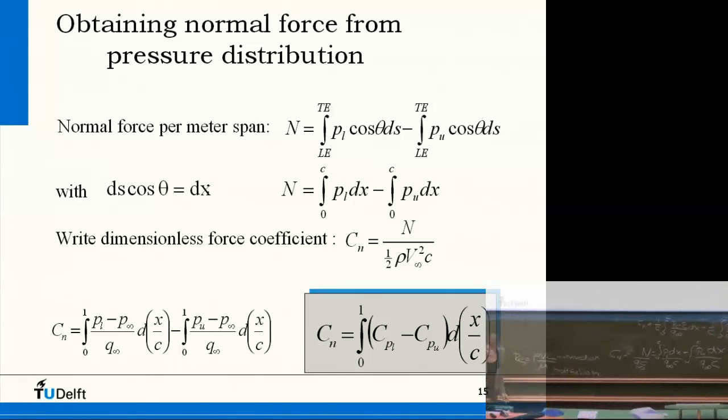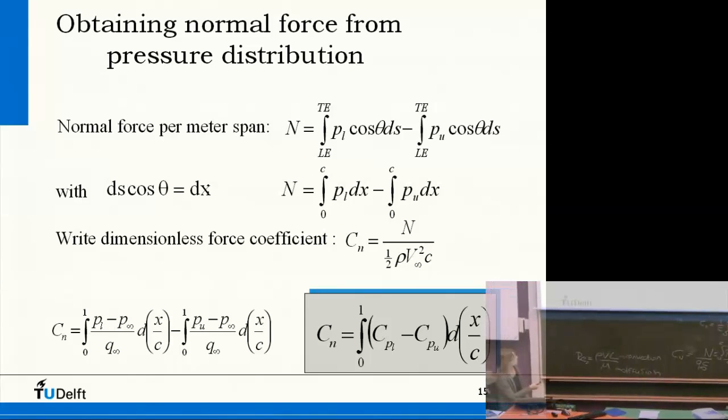And that brings us to this: Cp minus Cu, integral from 0 to 1. But if you prefer, I would be perfectly happy if you in the exam say Cn is 1 over C, from 0 to C, integrating dx. It depends on the way pressure is given. I will give you an example later. In Anderson, the pressure is given as a function of x over c. Sometimes it's given as a function of x, but sometimes it's really in points, and you have to integrate numerically.